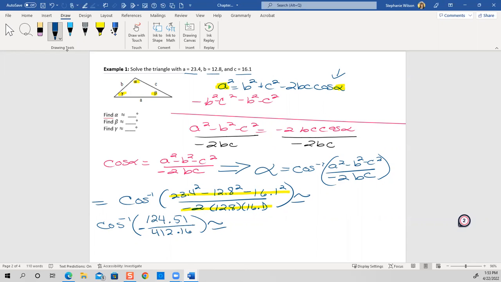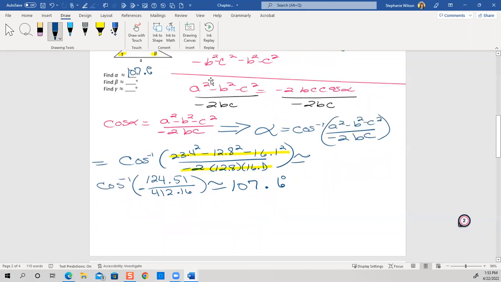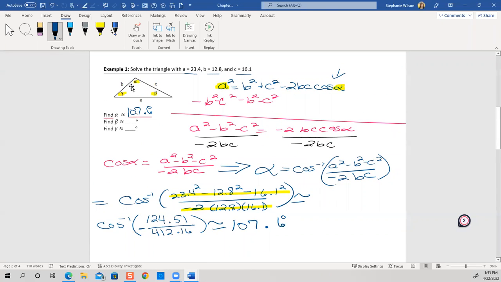And don't forget your negative. So I got 124.51 divided by 412.16, and we round to the nearest tenth. I got 107.6 degrees for alpha. So I found alpha. Now I'm going to find beta next. Let's see if I have enough room on my paper. I don't, so what I'm going to do is erase all of this.